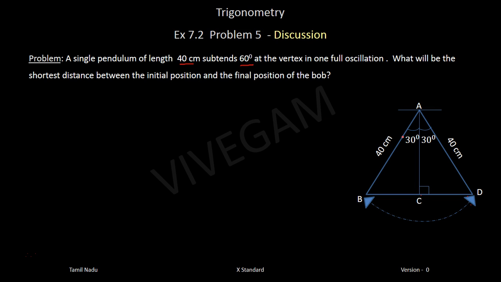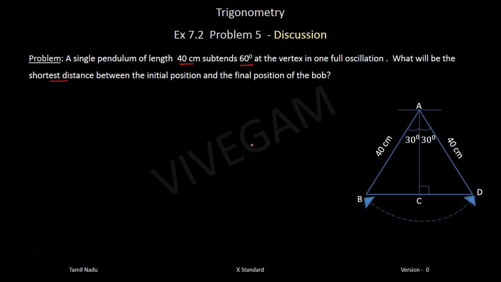So it subtends between the initial and the final, or two extreme. It subtends altogether 60 degrees. But I've divided it into two because this is the equilibrium position, it will come straight. So it will be two equal parts. So 60 is divided into 2, 30 by 30. Right? Then what will be the shortest distance?